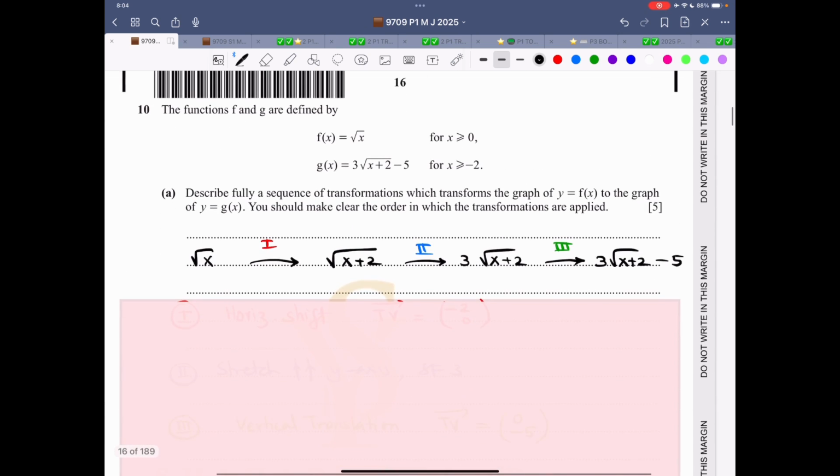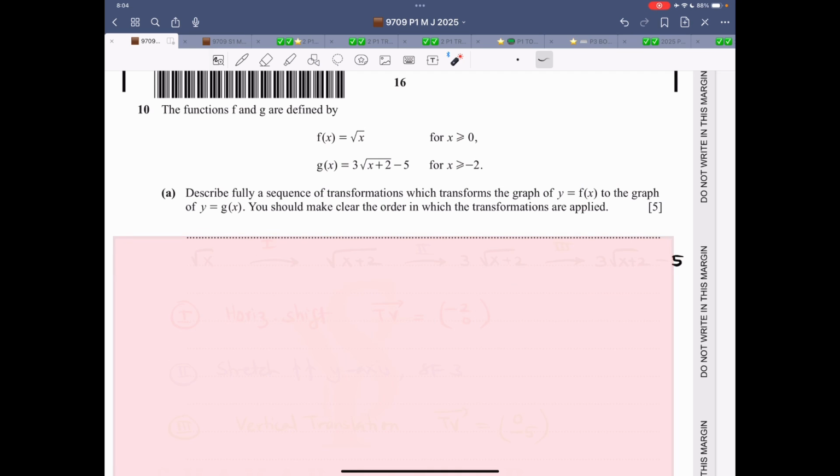Question number 10. Now it says the functions f and g are defined by such and such. f(x) is this much, g(x) is this much. First part, describe fully a sequence of transformations which transform the graph of f(x), that is this graph, to the graph of g(x), that is this graph. You should make clear the order in which the transformations are applied.